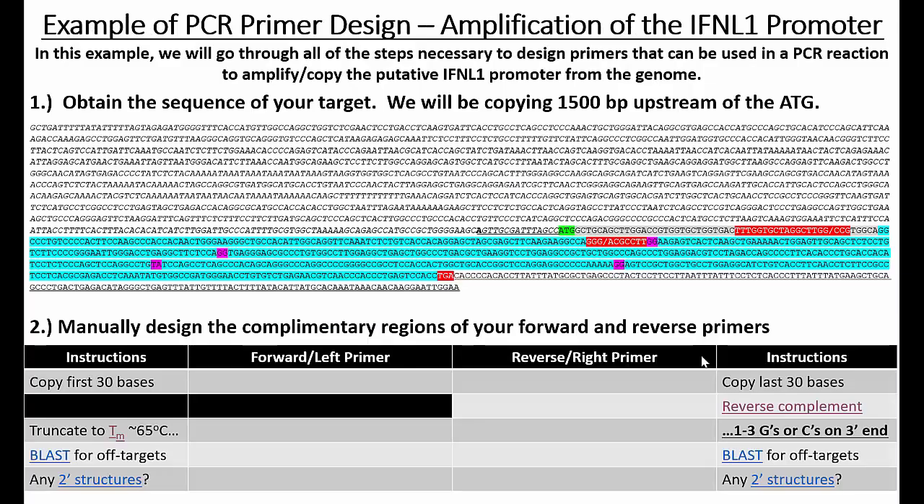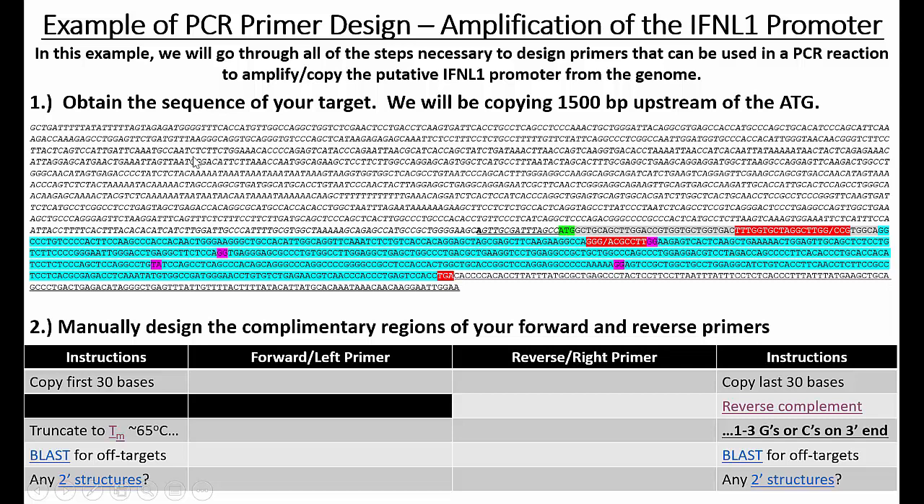Okay, so now let's jump right into the process. In this case, we're going to use this example from a previous video, where we have the transcript sequence for interferon lambda 1 that's shown down here at the bottom, and then the 1500 bases upstream of the start codon, the ATG. That's what we're calling the putative IFN lambda 1 promoter.